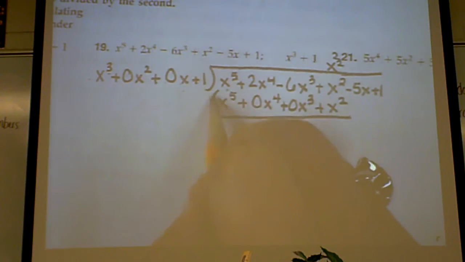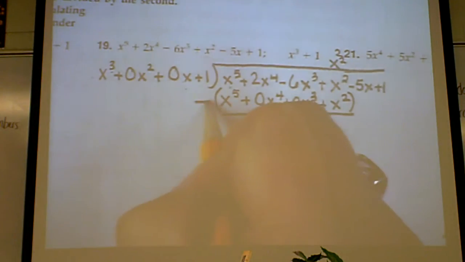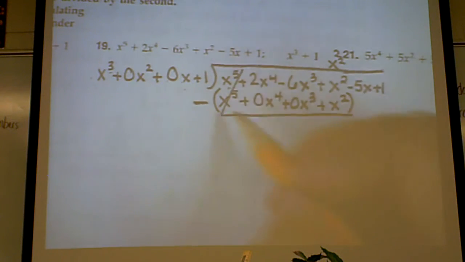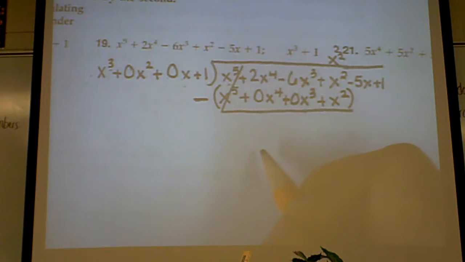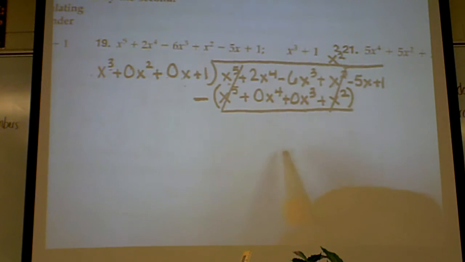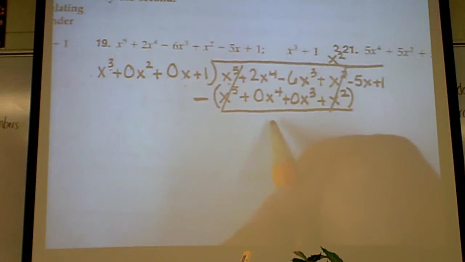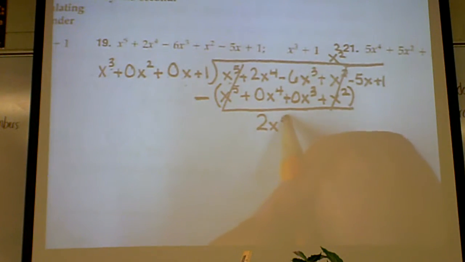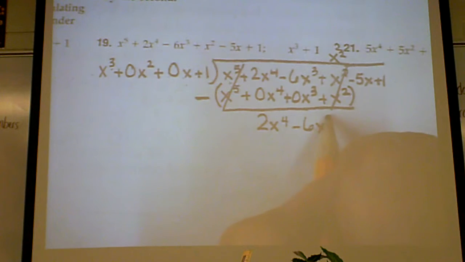Now, what do we do with these two? We subtract them. So these are gone. What else is gone? Anything else? These are gone too. What do I have here? You still have these. You have 2x to the 4th minus 6x cubed plus 0x squared.